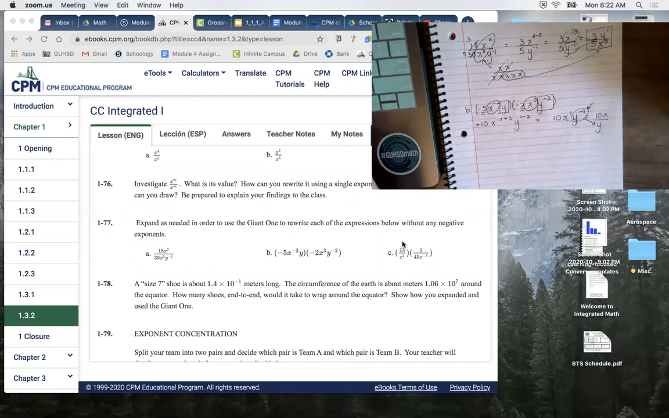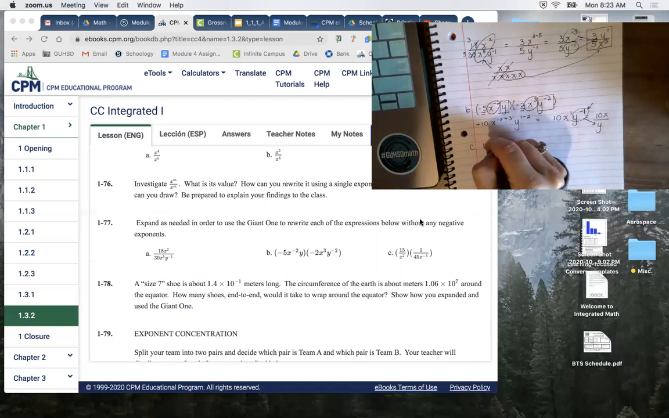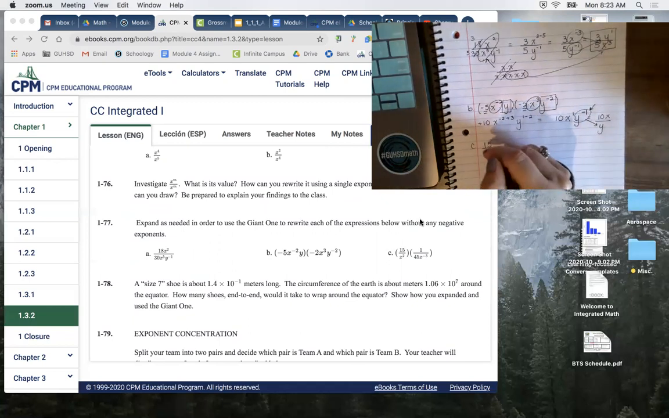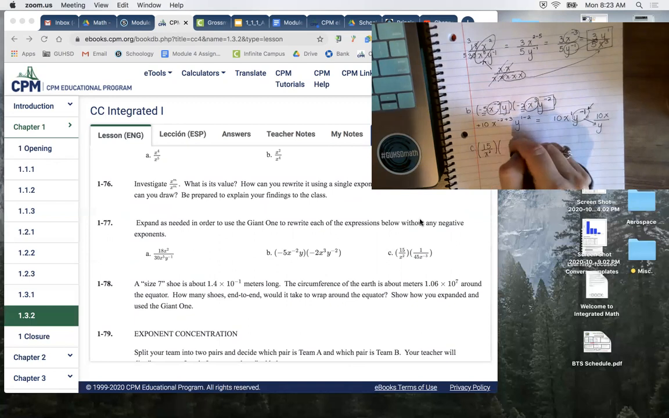Okay, we're going to do one more example that involves both multiplication and division. So it's a great example. And then you guys are going to practice these rules on your own after I show you the generalizations. So I have this 15 over x squared times 1 over 45 x to the negative 3.